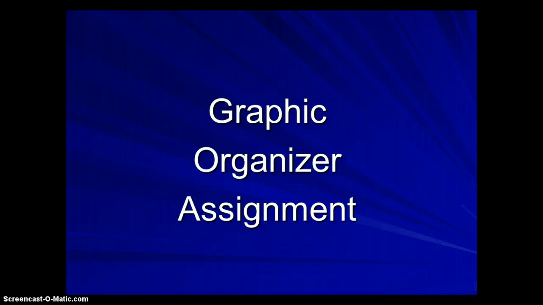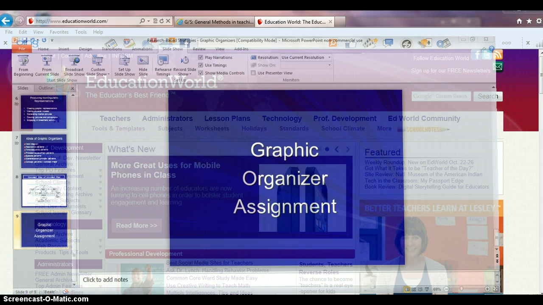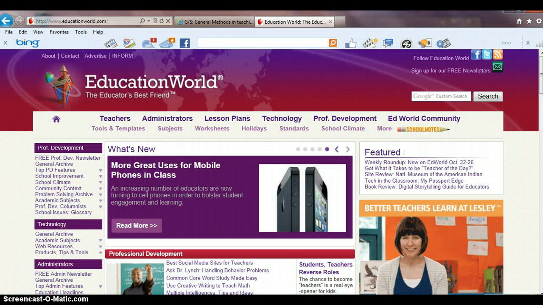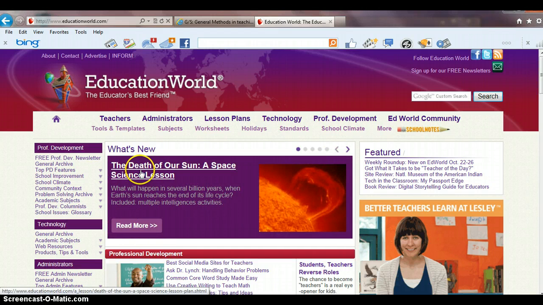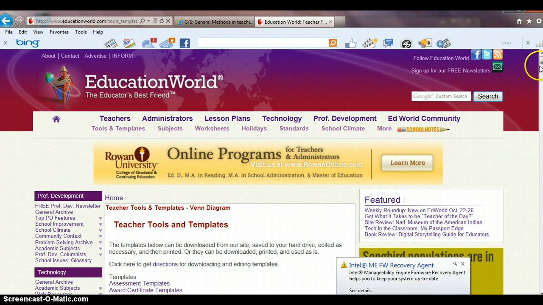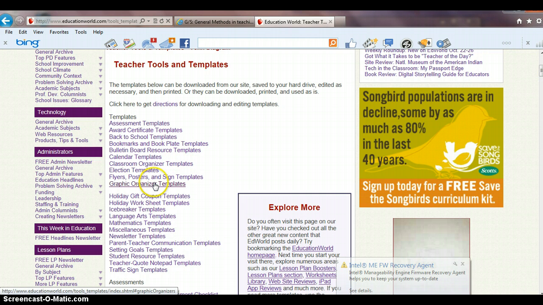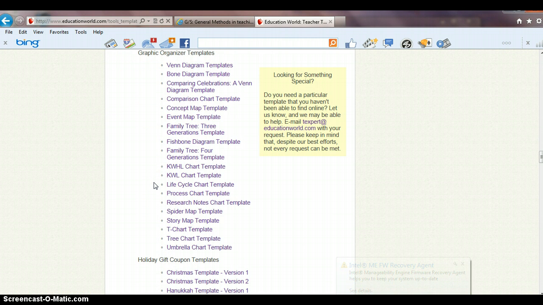Now, for this assignment, you're going to have an activity that is a graphic organizer assignment. And let me briefly show you what you're going to do. You're going to go to a website that's called www.educationworld.com, and up near the top, click on Tools and Templates. It's right under the Teacher section. Then scroll down, and under Tools and Templates, the 10th one is called Graphic Organizer Templates.